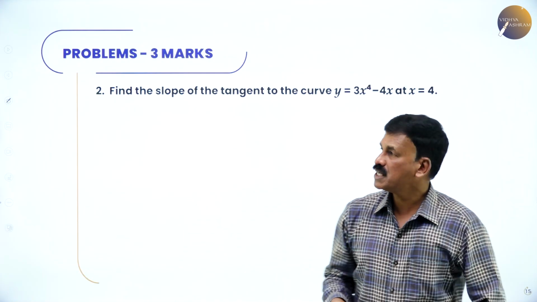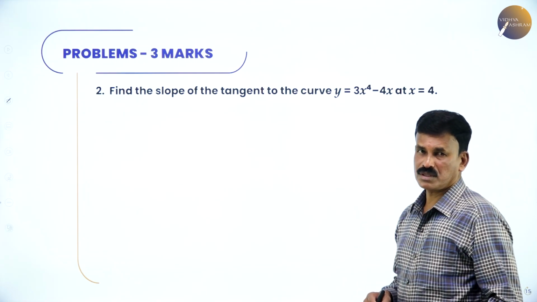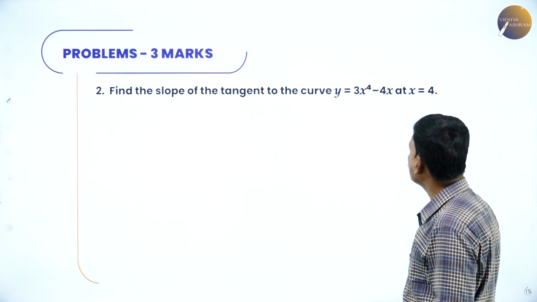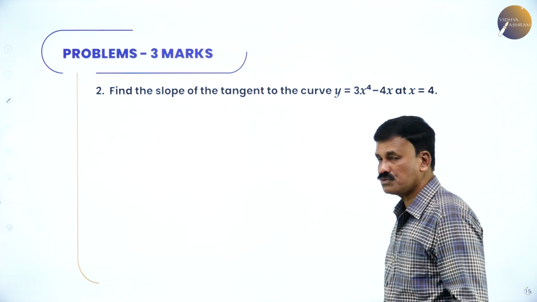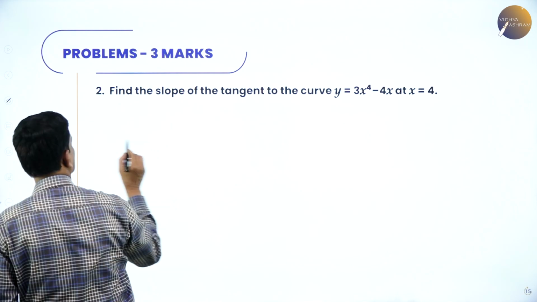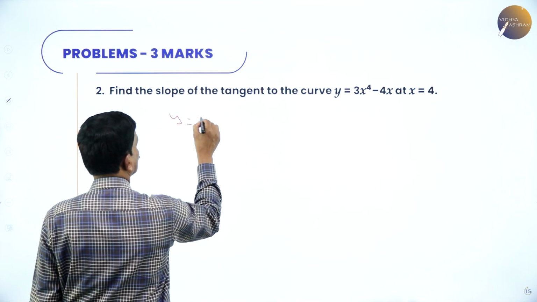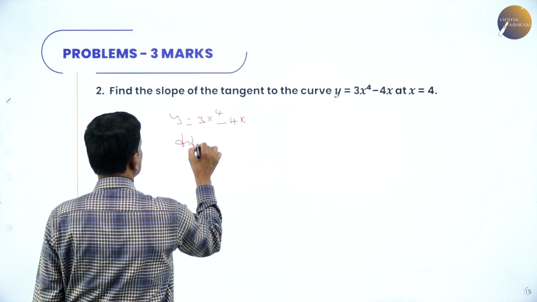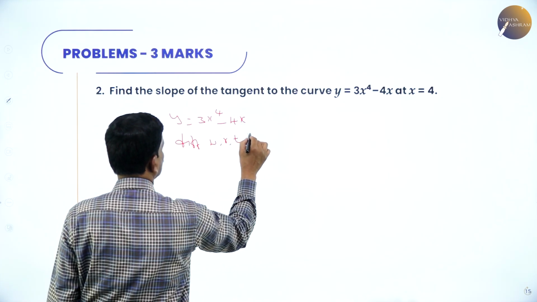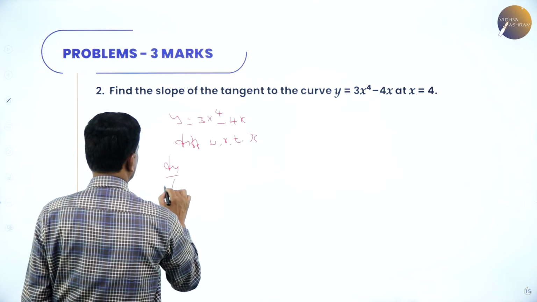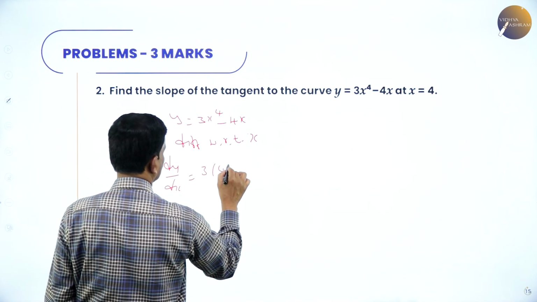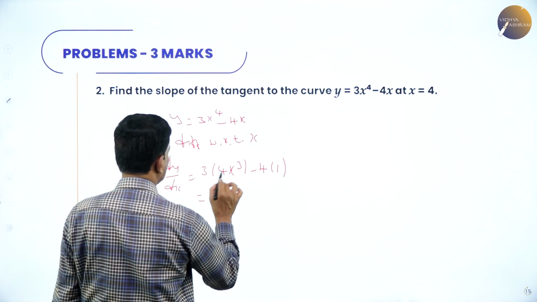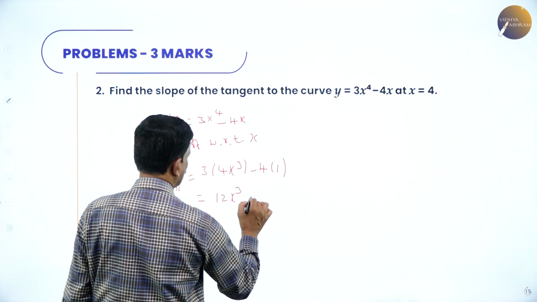Now next, based on slope and normal. So that is, find the slope of the tangent to the curve y is equal to 3x to the power of 4 minus 4x at x is equal to 4. Now differentiate this. What is given? y is equal to 3x to the power of 4 minus 4x. Differentiating with respect to x, dy by dx is equal to 3 into differentiation of x raised to 4, which is 4x cube, minus 4 into differentiation of x, which is 1. 4 threes are 12, x cube minus 4.